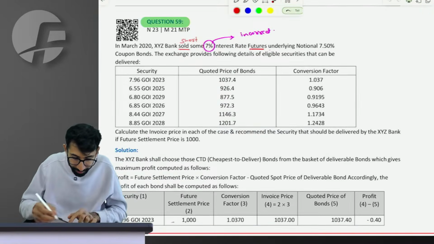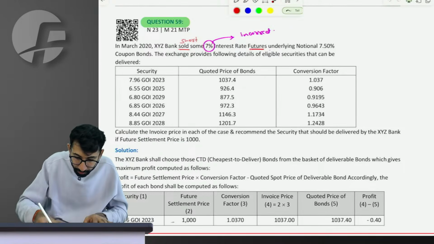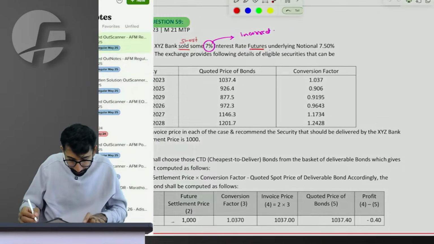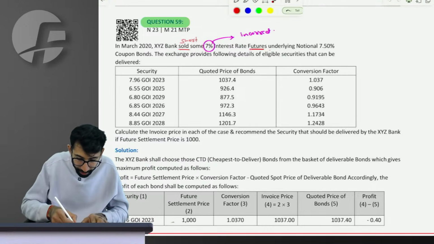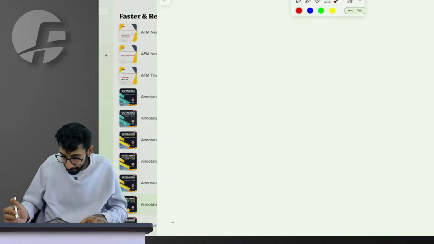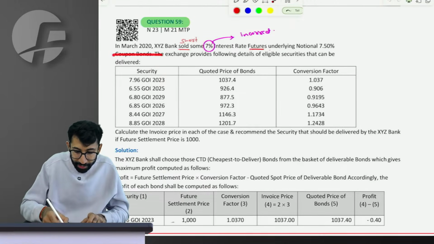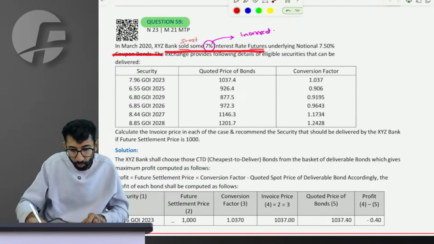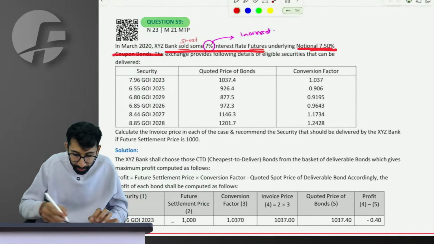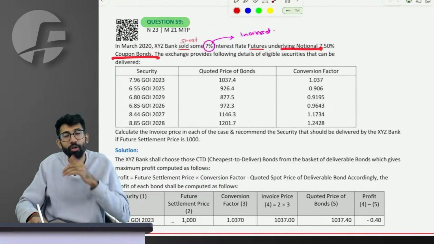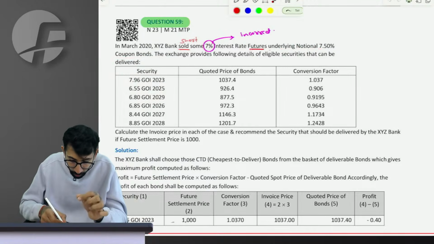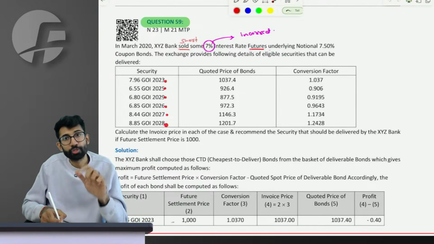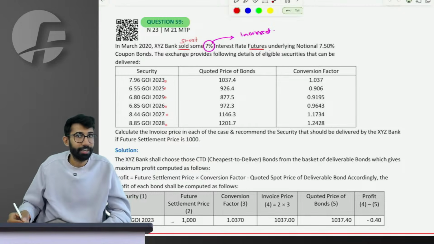Question 59 says, in March 20, you sold interest rate futures with underlying notional 7.5% bond. You entered into a contract to sell a bond, but that is a notional bond. Now you have options, these bonds which you can deliver against that bond.